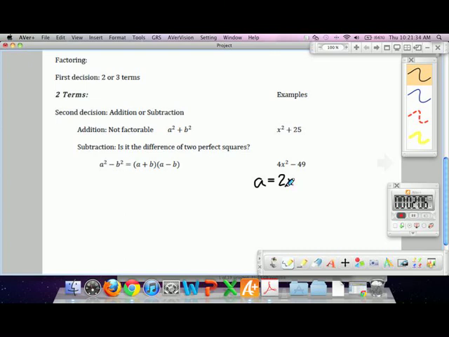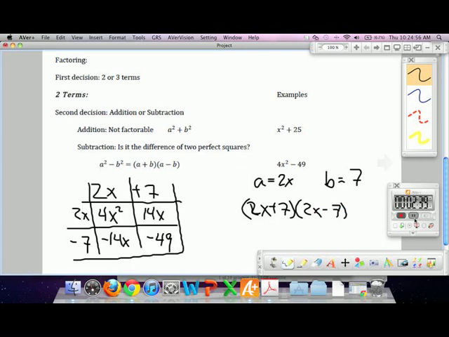Can we do the same trick with 49? Yeah, 7. Therefore, these are 2 perfect squares that are being subtracted. This factors in a nice pattern. And the pattern is this thing. Add them together and subtract them together. So this should factor very quickly to 2x plus 7 and 2x minus 7. So you can check your work with multiplying. That works out fine. And we can go from there.